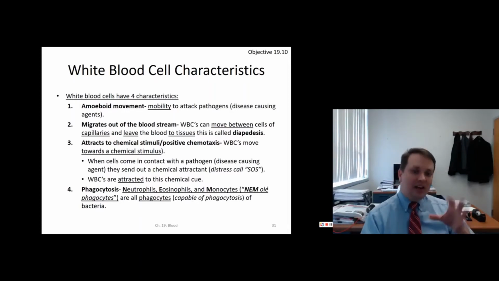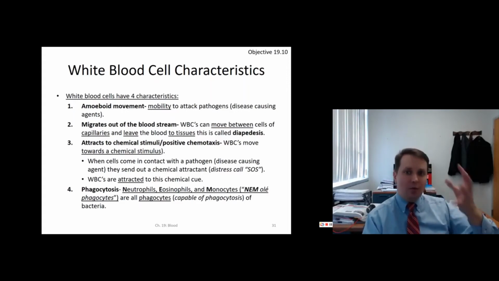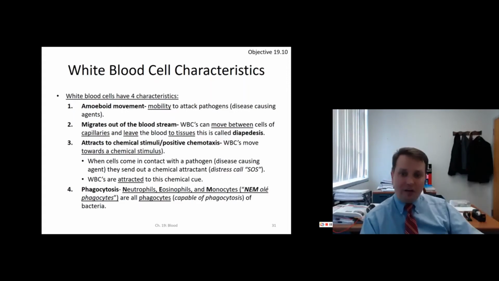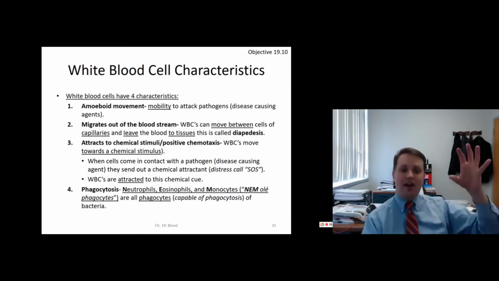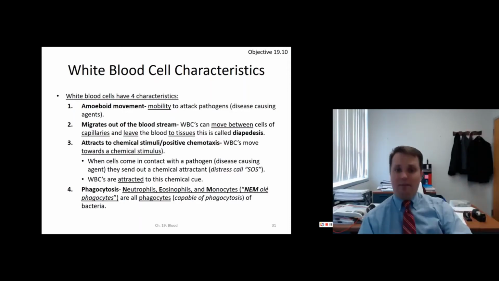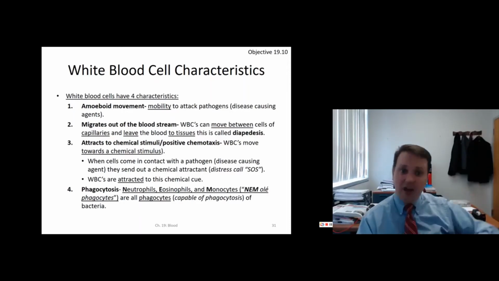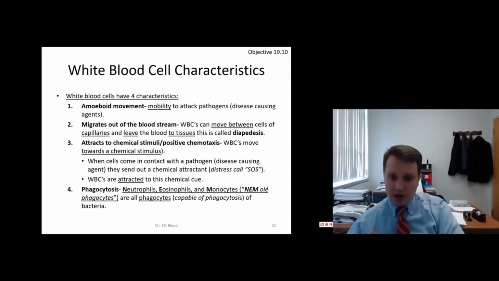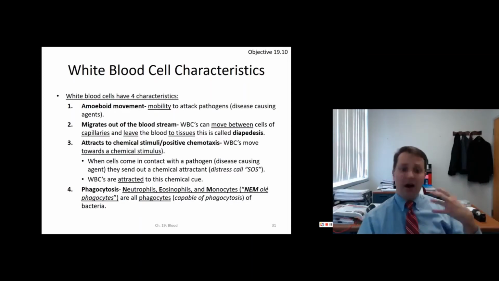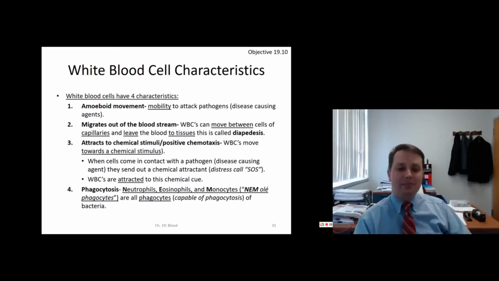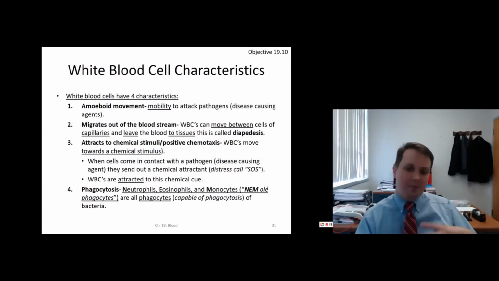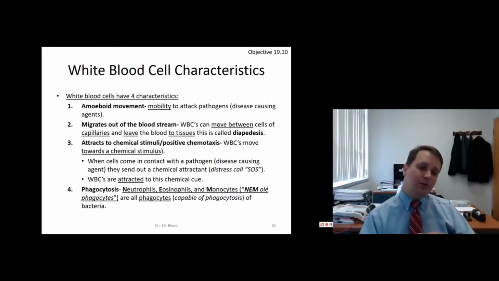When white blood cells come in contact with the pathogen, they release an SOS that gets more white blood cells to come in, the ones that can deal with it, or other cells that come in contact with these, like a normal cell might release these things. We're going to talk about these chemokines, and how the chemokines bring macrophages to the area, and they're like, I phagocytize you. Now, phagocytosis is something that also happens.